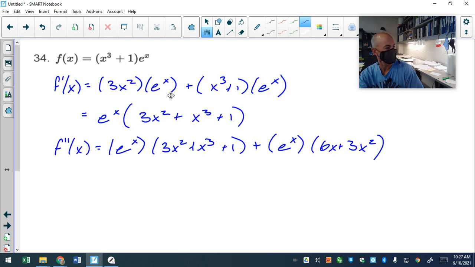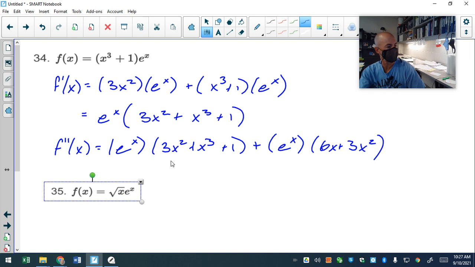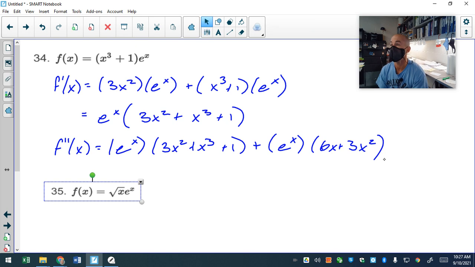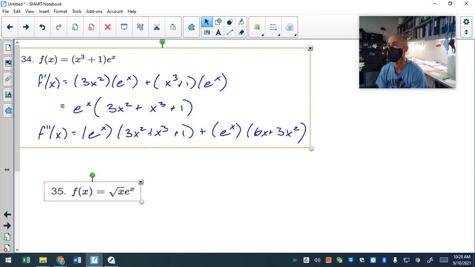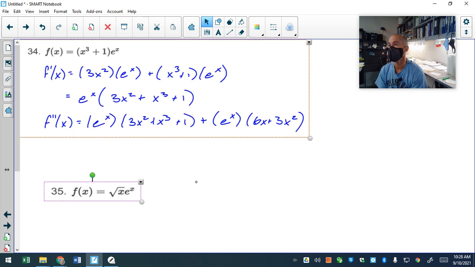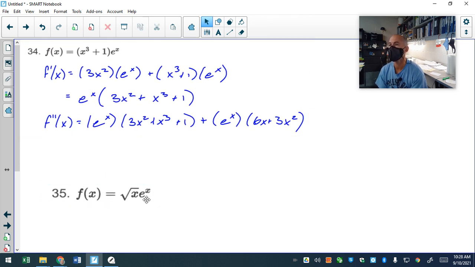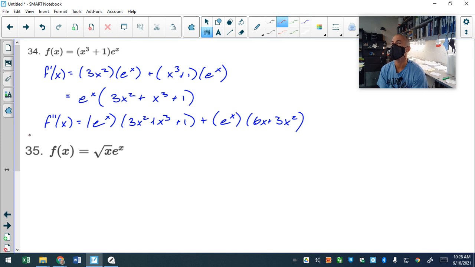I am going to point something out that may not be a bad idea for you to add to your memorization bank. Have y'all already memorized your trig derivatives? All right, so let's look at 35. Separate these.